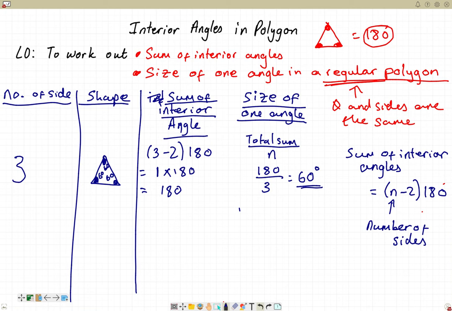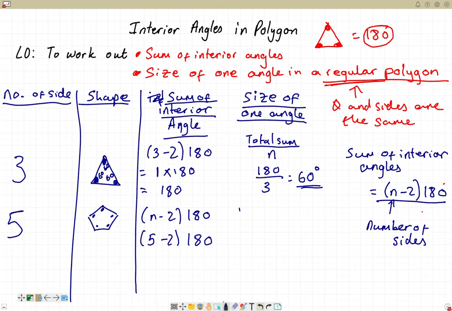Okay, so let's go on to a five-sided shape. So we know a four-sided shape is a square. So let's go into a five-sided shape, which is a pentagon. Okay, so sum of interior angles. What do all of these angles add up to? Let's use the formula n take away 2 times 180. I have 5 sides. Take away 2 times 180. So I get 3 times 180, which gives me 540.